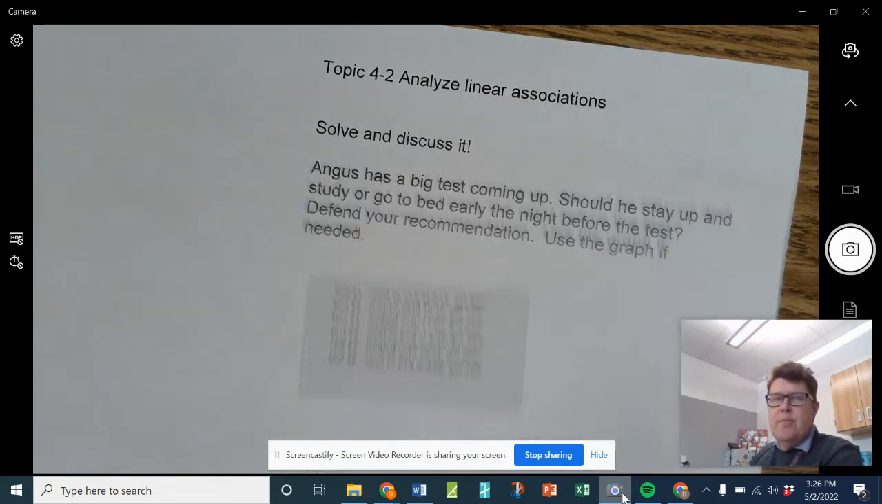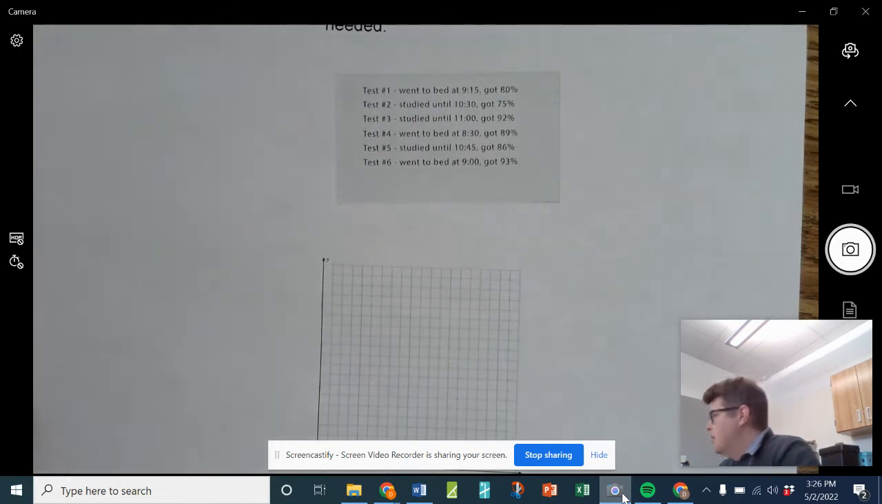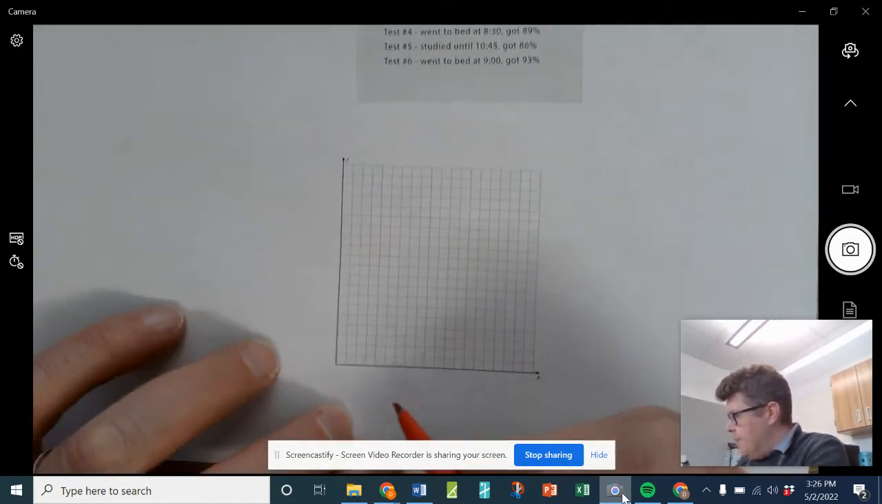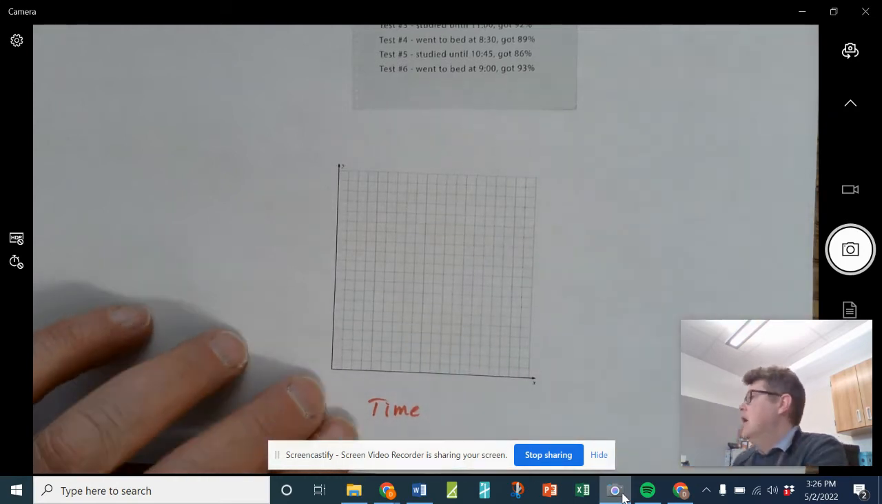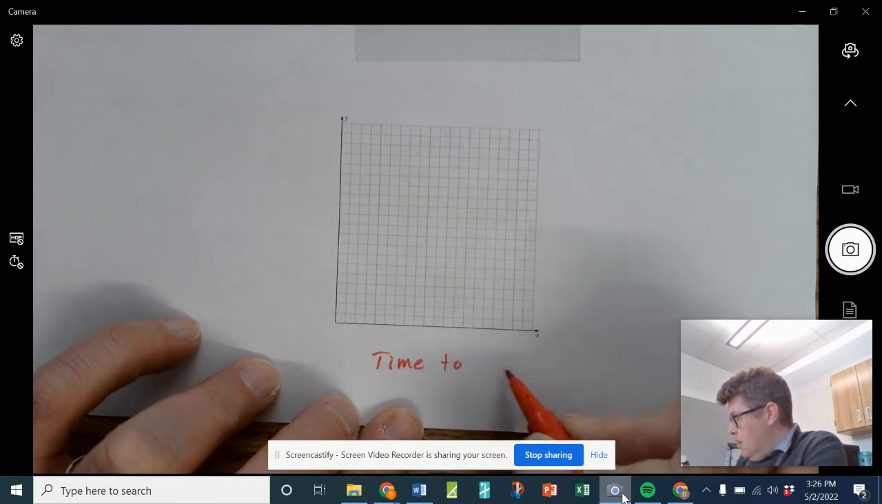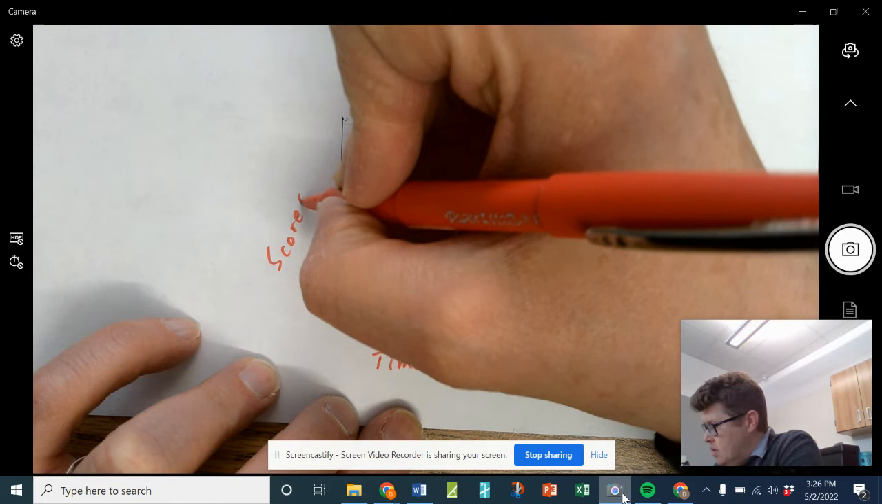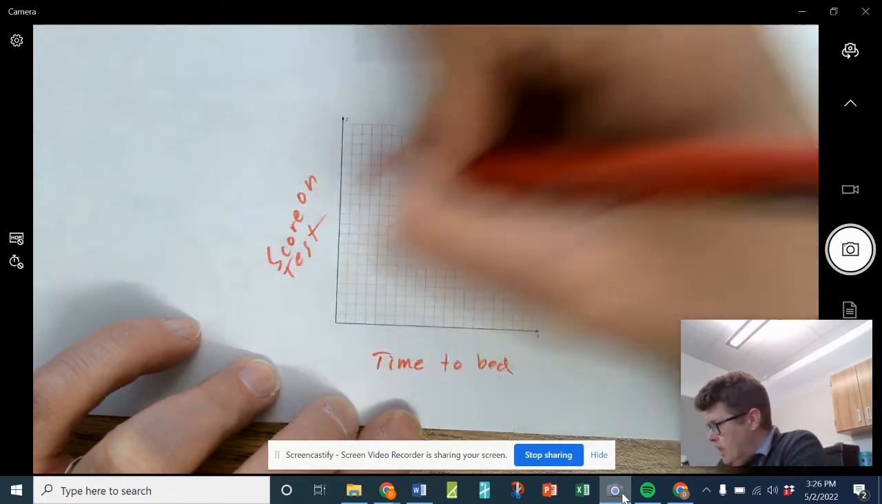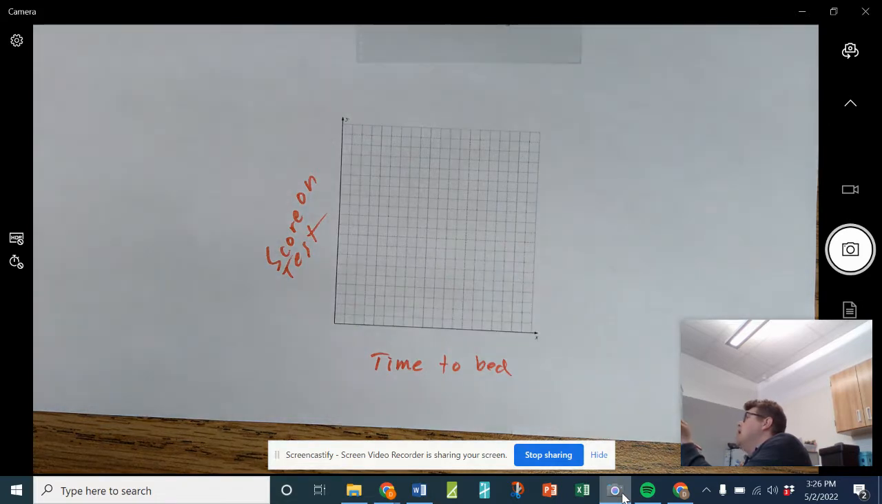So when I see it like this, I can't really parse the data. So what we're going to do is put it on a graph. If you can look at that data and interpret it, go for it. Time to bed will be our x values, and we'll say score on test as our y values. Time to bed goes from about 8 till about 11:15.